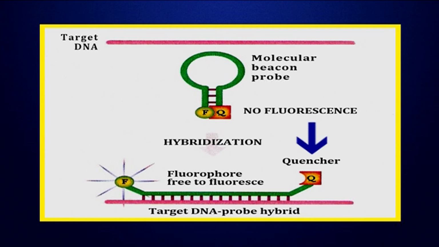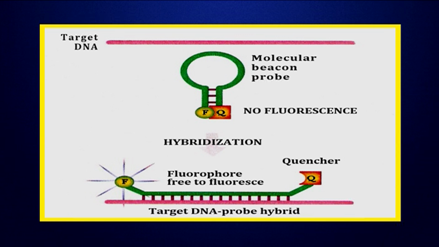The probe is a DNA sequence of 20 to 30 bases. The central region of the probe is complementary to the target sequence. The terminal half dozen bases at each end of the probe are complementary and form a short double-stranded region, and in the stem and loop conformation, the quencher group is next to the fluorophore and so prevents fluorescence.